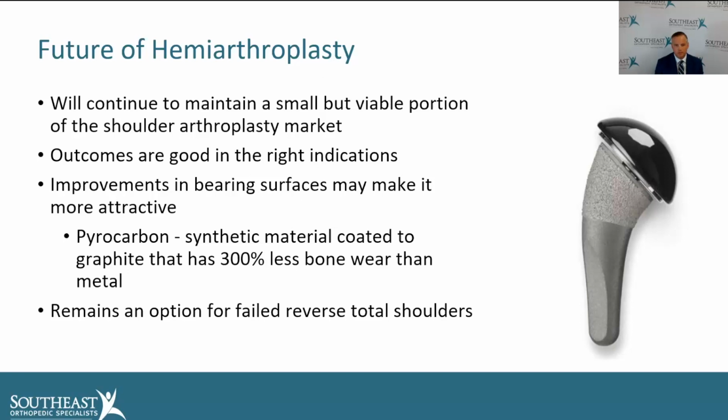We're seeing some improvements in bearing surfaces. Pyrocarbon is one of the things that's been talked about lately and is actually on the market now. It has been demonstrated to have 300% less wear against bone when compared to any of the metals currently in use. This would be attractive, especially if you're only resurfacing one side of the joint, because then that side of the humerus is going to articulate on native glenoid and not erode as fast as we've seen previously. And as I said, it will always remain an option for failed reverse total shoulders.